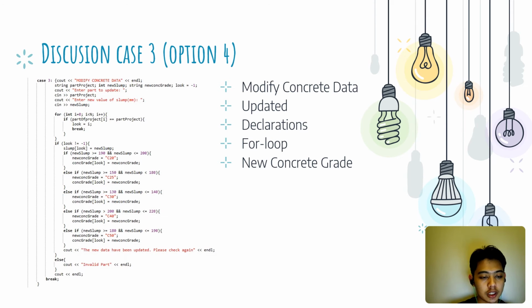And for this part, we have used a for loop. Before the loop began, integer i equals 0 was used to set the variable. Then i less than n is the condition for the loop to run.